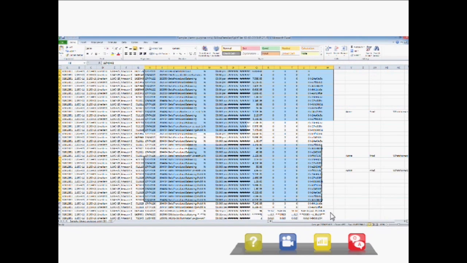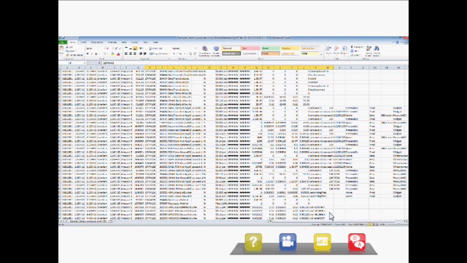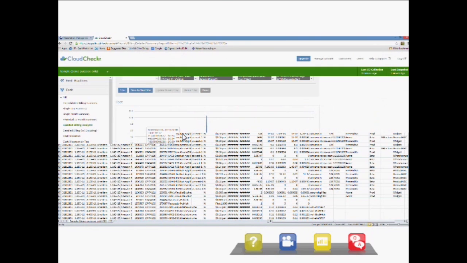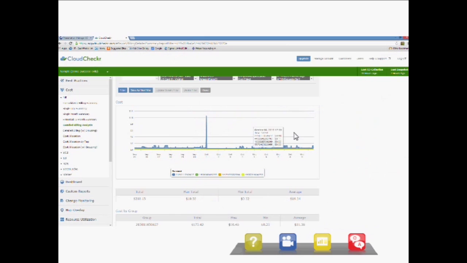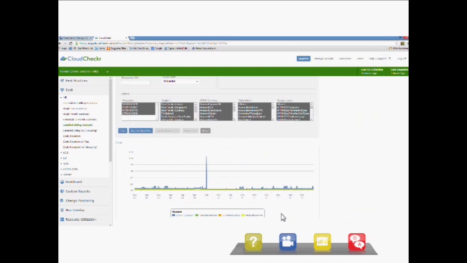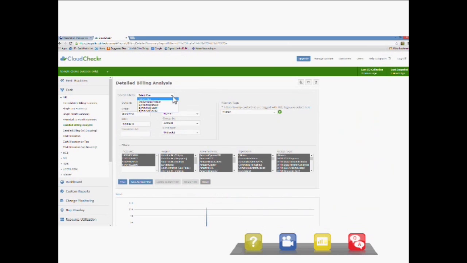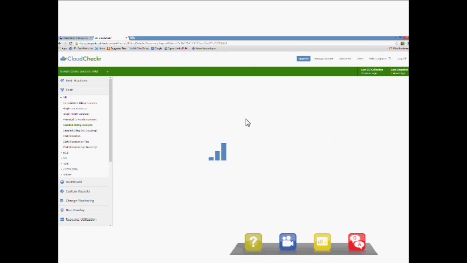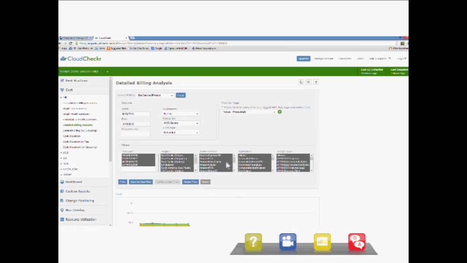So it makes it much easier than trying to download the files manually into an Excel spreadsheet and doing a bunch of work there. And it gives you everything, min, max, all the data that you could need to figure out what you're looking for. We also have saved filters, where you can create your filters and say, I want to come back in here and I'm always going to be looking at things by day, by service. So I can pull up my saved filters.